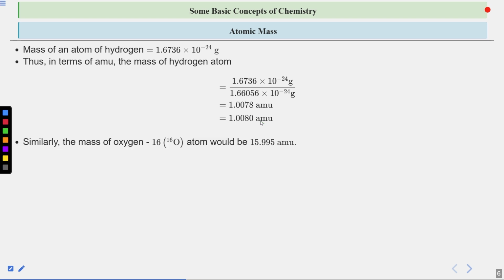This same methodology can be applied to the oxygen atom. If we take the mass of one oxygen atom in place of the hydrogen value, then we will get the mass of the oxygen atom as 15.995 AMU. Again, this value can be approximated to 16 AMU.